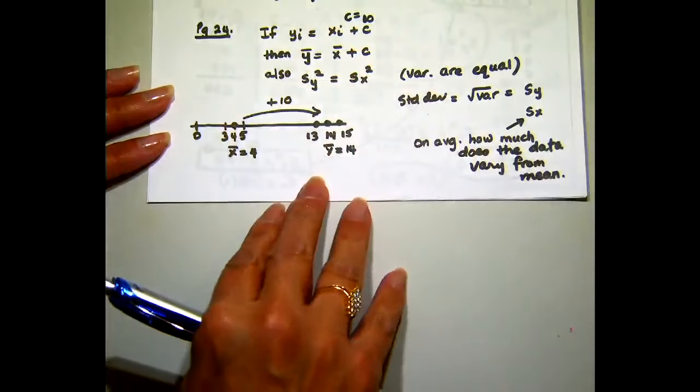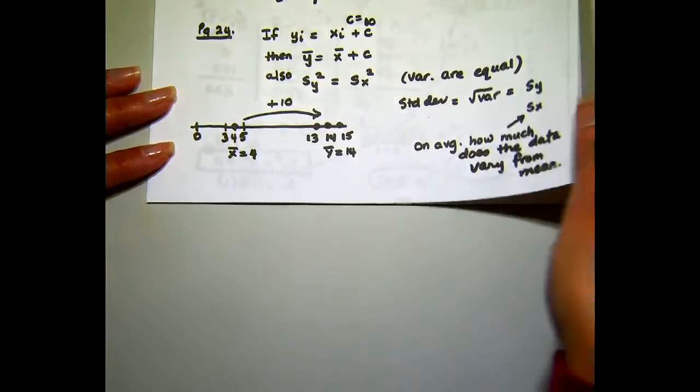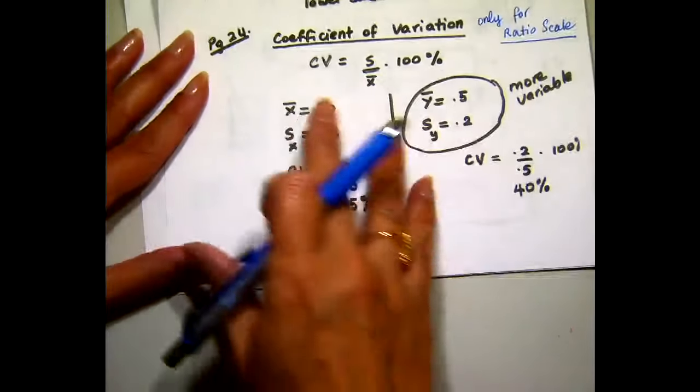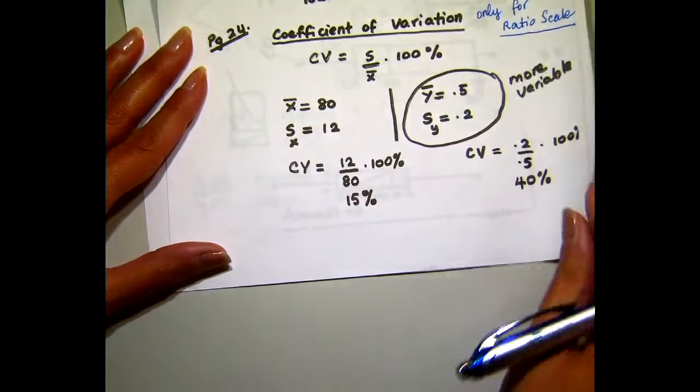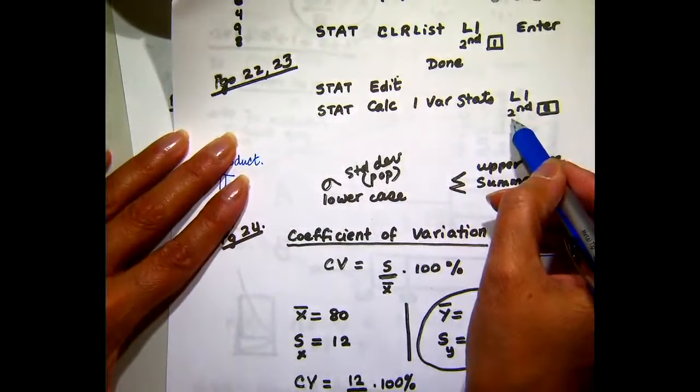This stuff I did today, right? Where if I add a constant to every value in the data set, the mean goes up by the same constant, and the standard deviation remains unchanged, and so does the variance. So this page was done today. Coefficient of variation I also did today. Putting stuff into your calculator we did today also.